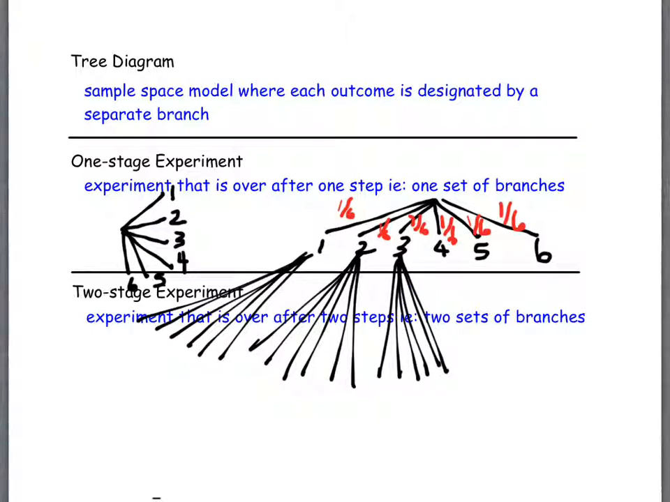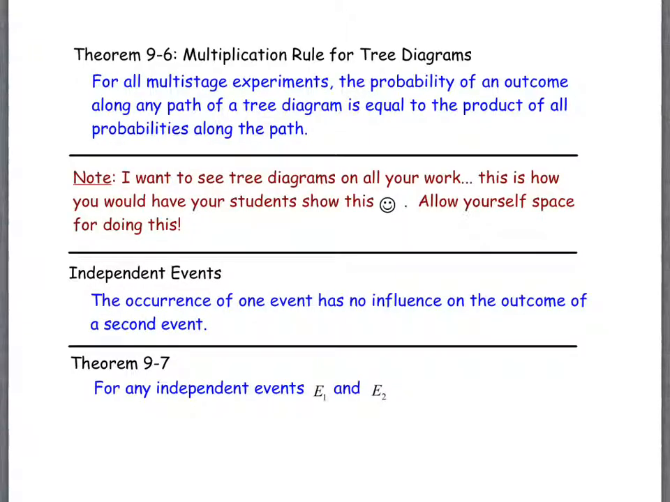Okay, does everybody get the idea, or do you need to keep drawing? Are we good? And we would write the number at the end of them, 1, 2, 3, 4, 5, 6, all the way across. Okay, so that's what a two-stage experiment tree diagram would look like. A few features about these trees. Let me show you on the next page.